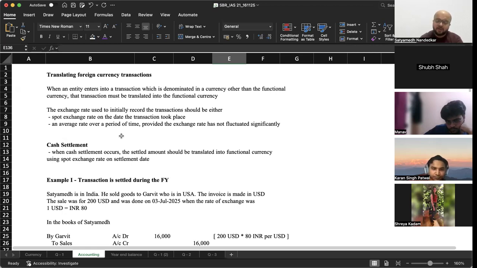Now let's take a simple situation where Satyamed is in India. He sold goods to Garvit, who is in USA. The invoice is made in US dollar. The sale was for 200 US dollar and was done on 3rd of July 2025 when the exchange rate was $1 equal to 80.